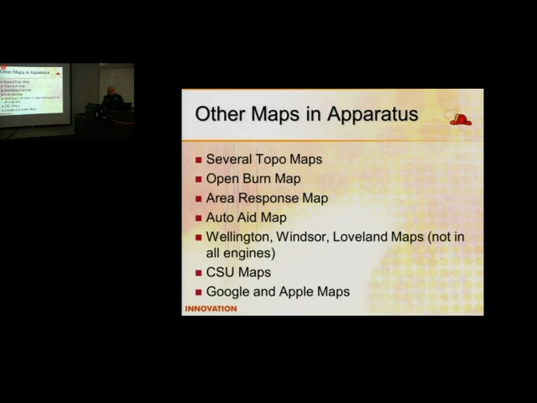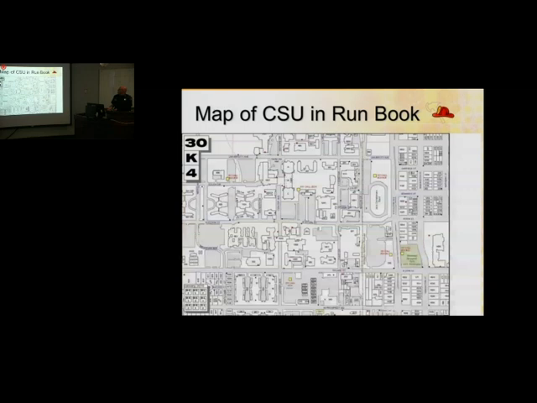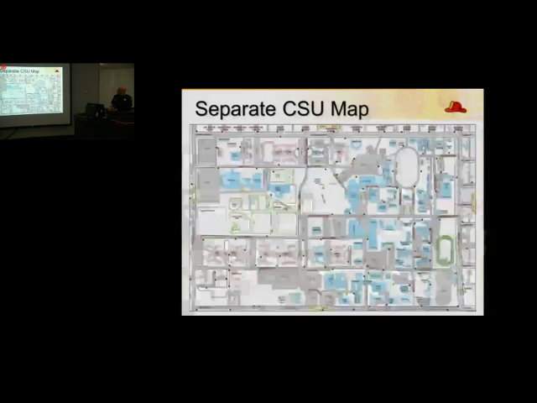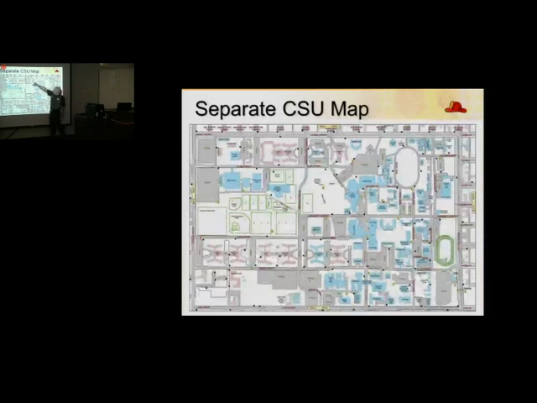Okay. Oh, there it is. Ta-da! CSU in the run book. There's the separate CSU map. This was the one by name. So, like I said, if you get sent to Allison Hall, it's just listed Allison Hall. And sometimes that is how it's sent to you.